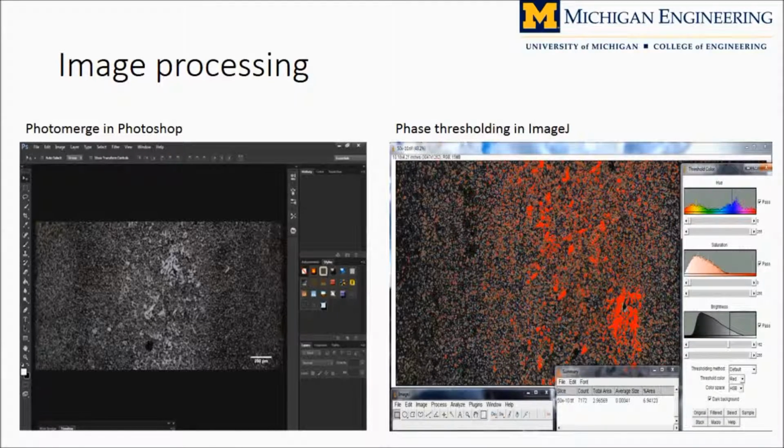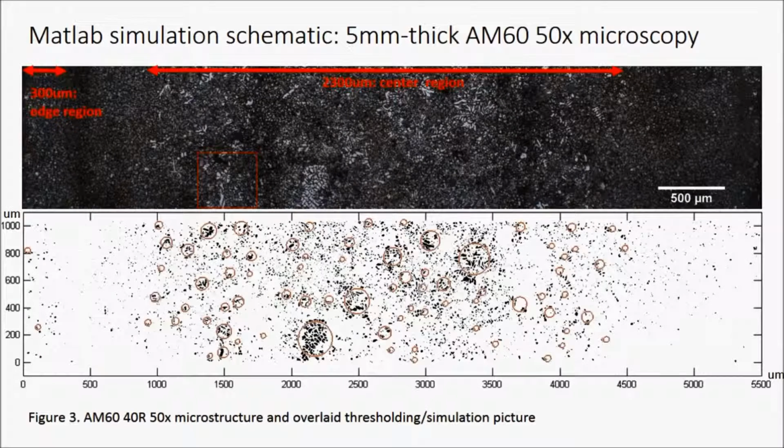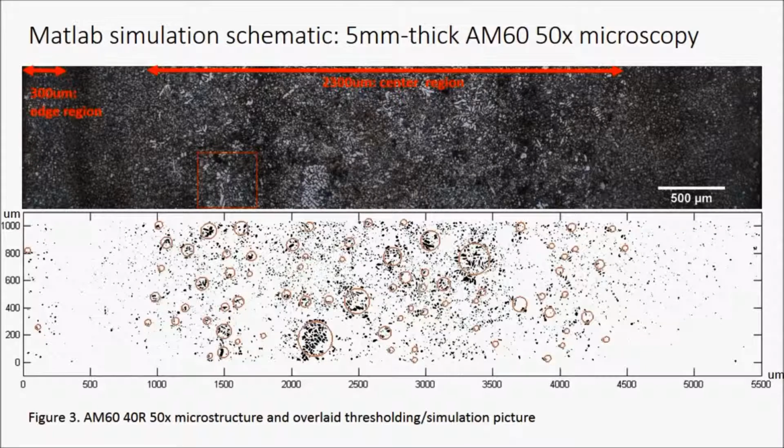The collected sample pictures were processed in Photoshop and ImageJ software. A MATLAB simulation program was developed in this project in order to simulate the complex ESC microstructures from microscopy images to simple circle grains. The simulated ESC size and spatial coordinates were also analyzed in this MATLAB simulation program.